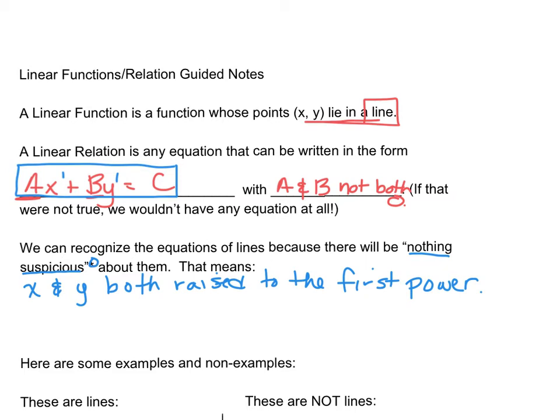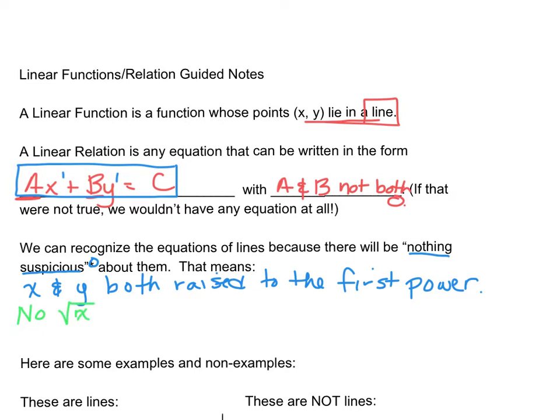So that's the main thing. If you have an x squared or an x to the third, it's not going to be a linear function. It could still be a function, but it's not going to be a line. Okay, so we look for an x to the first, a y to the first. That's what's going to make it a line. It also means that there's some things that are not linear functions. There's no square roots, no variable under a square root.